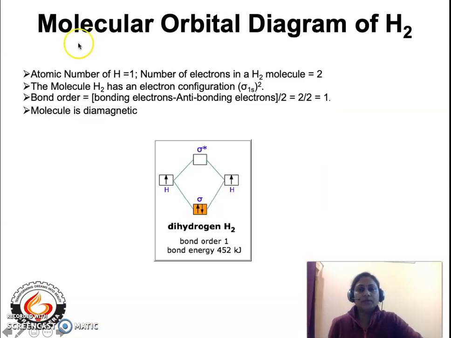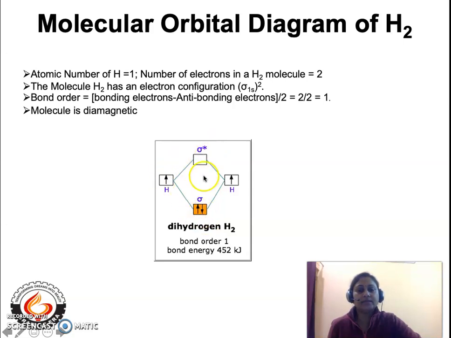Now let us come to the molecular orbital diagram of hydrogen. Hydrogen has an atomic number of 1. The number of electrons in a hydrogen molecule is 2. Let us draw the MO diagram of hydrogen. Here, the 1s atomic orbitals of both hydrogen atoms overlap to give rise to the sigma 1s and the sigma star 1s molecular orbitals.